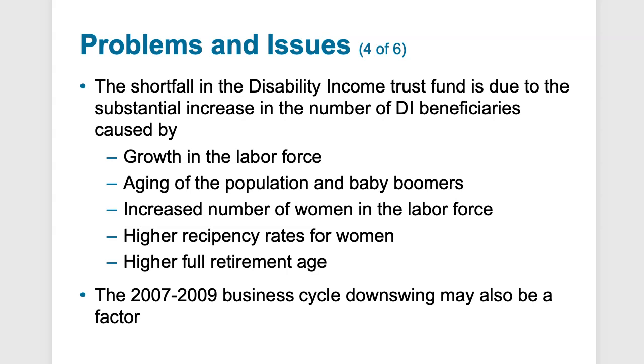Now, as we've seen in the downtrend business cycle of 2007 to 2009, that was a factor of increased disability, and also in the current down cycle of 2019 to 2021, with the medical situation going on, a lot of people are going to be disabled from this medical crisis as well.